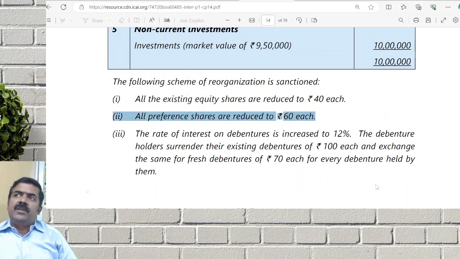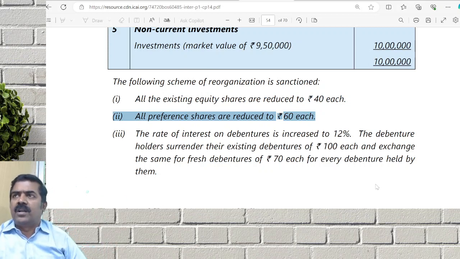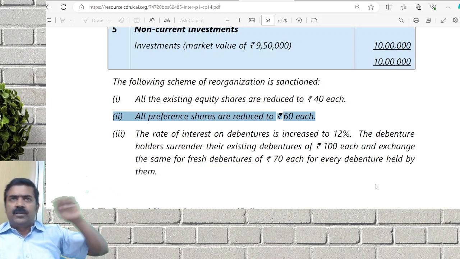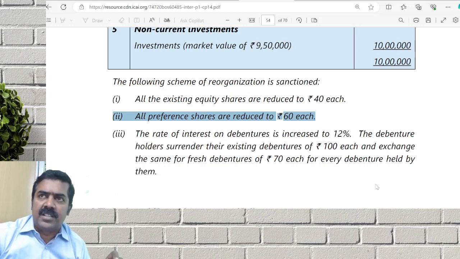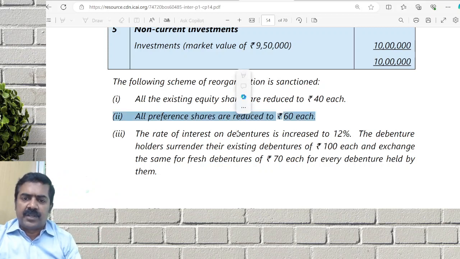There are two types of entry you can pass. Equity share capital to capital reduction direct entry வேணாலும் போடலாம். Alternatively என்ன பண்ணலாம்? Old equity share capital account, for full value to new equity shares, how much? 40. Balance will go to capital reduction. Same way for preference shares also.